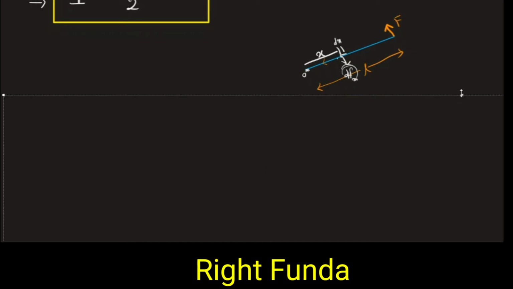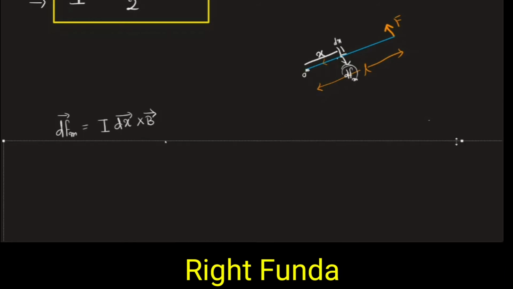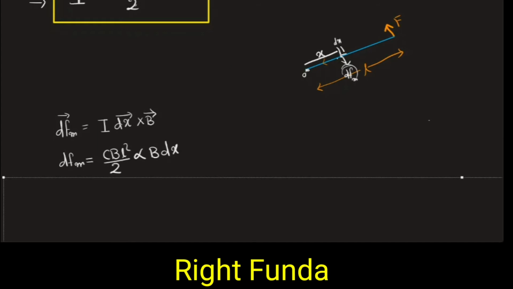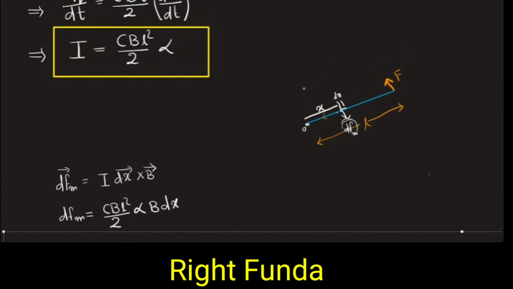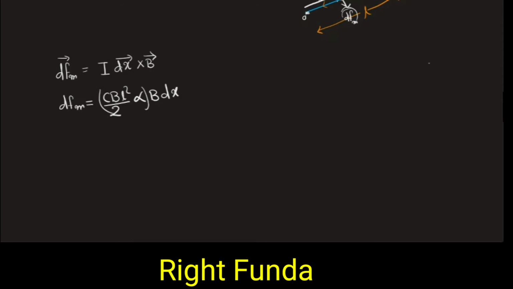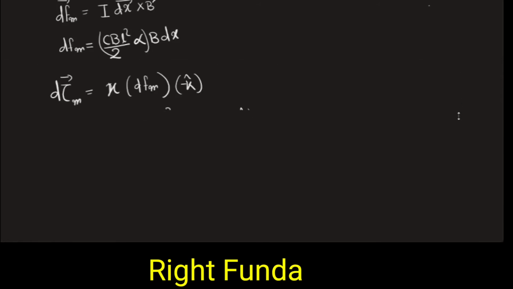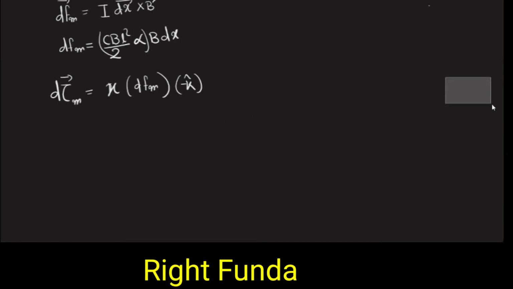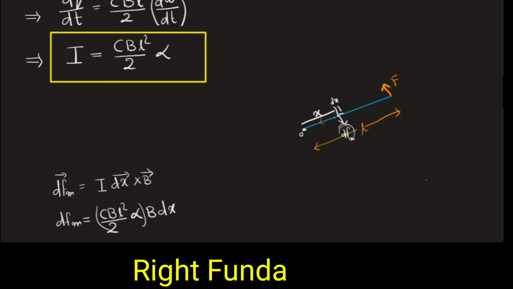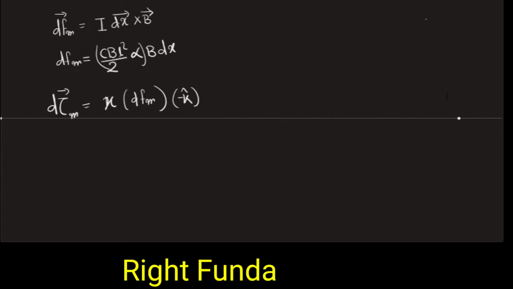How much force will be acting? We know dF is equal to I dx cross B. We have taken I equal to C B L square by 2 into alpha, and we substitute this value here. The force dx cross B is perpendicular to the rod. This small force will produce torque, and the torque due to this small force will be equal to r cross F. I take r perpendicular, x cross dFm, the small magnetic force, and the minus k cap means it is in the clockwise sense.